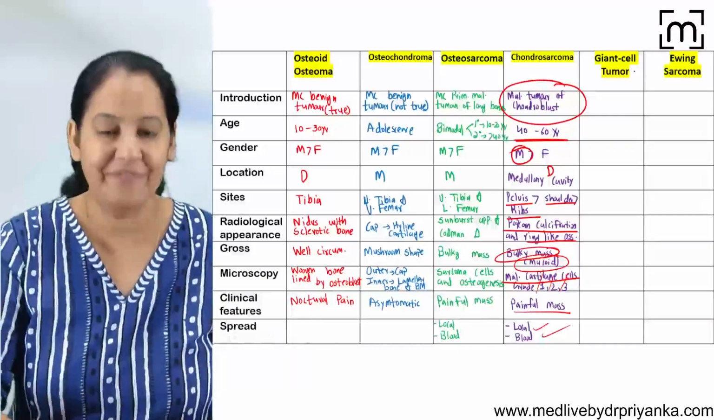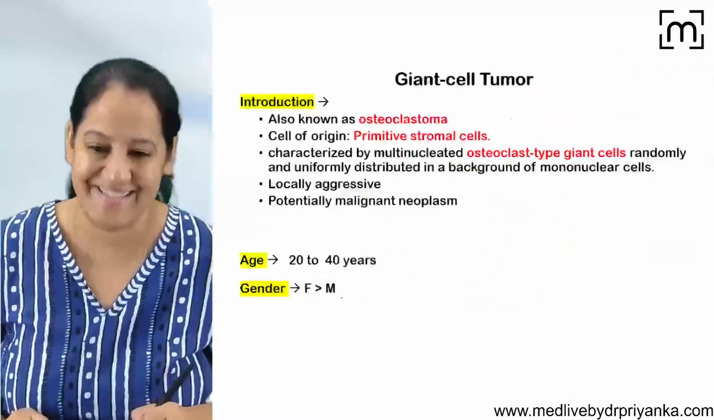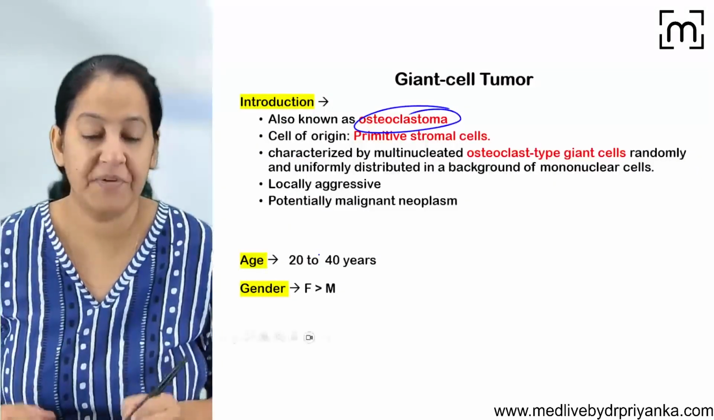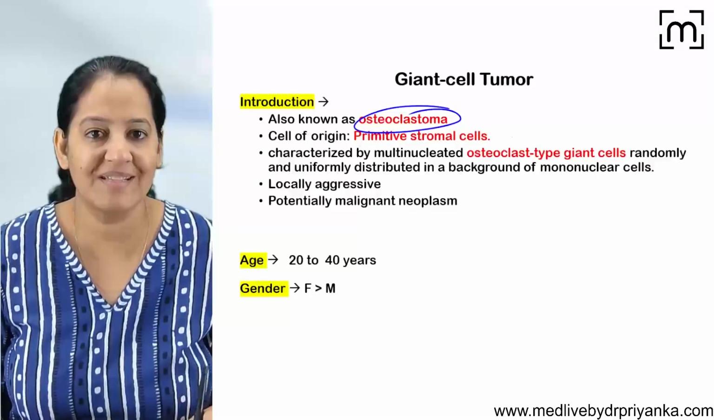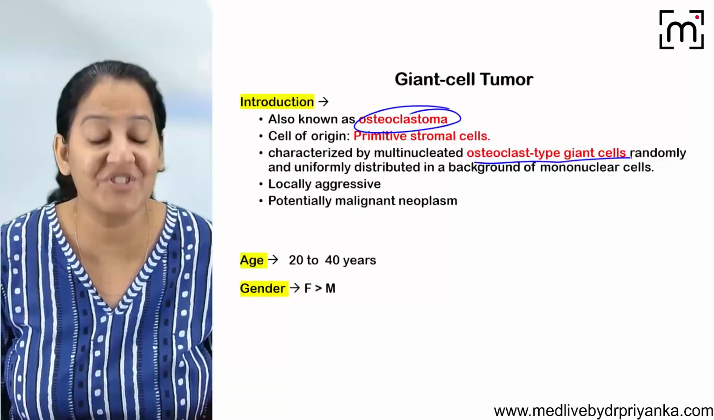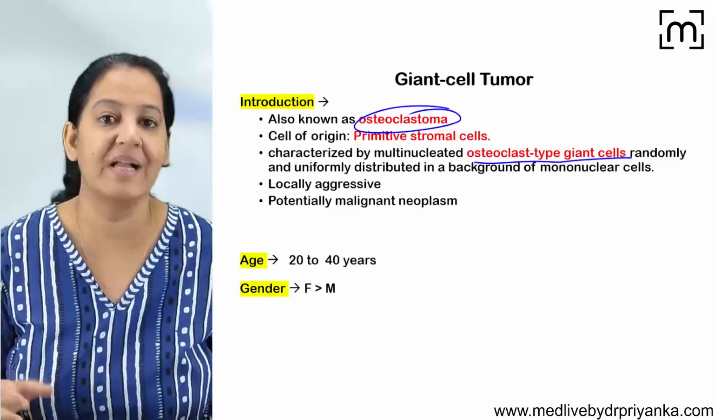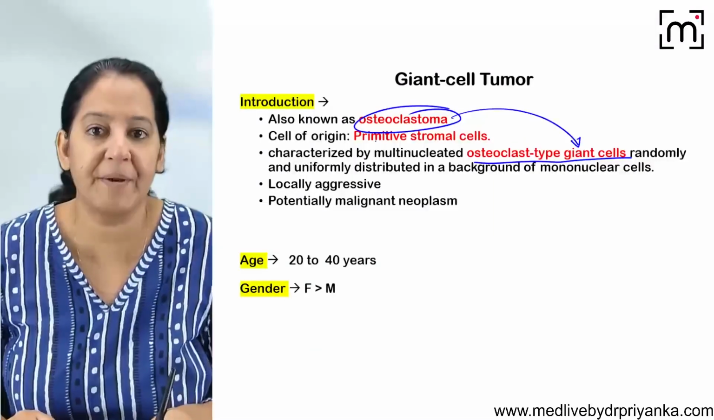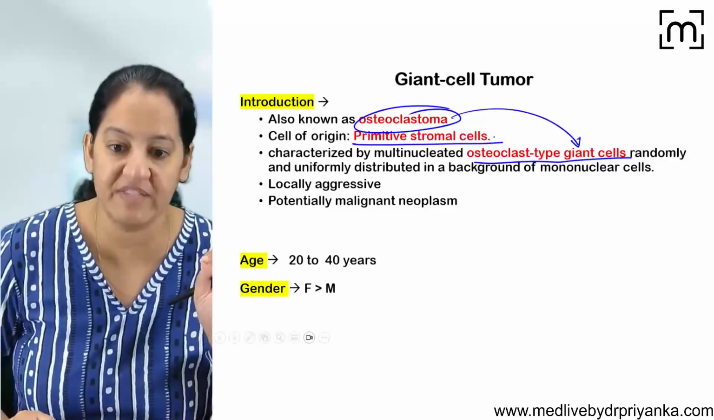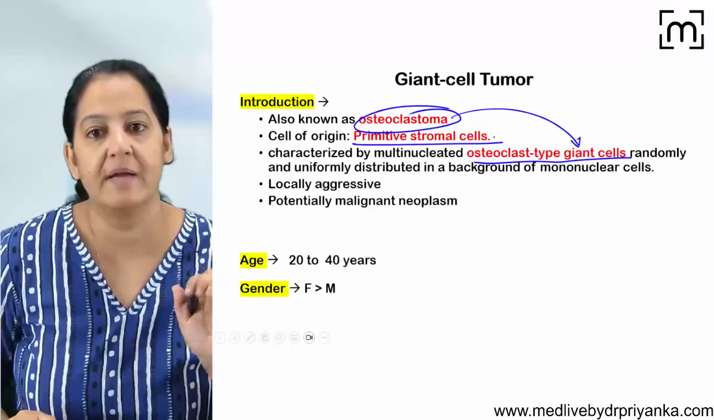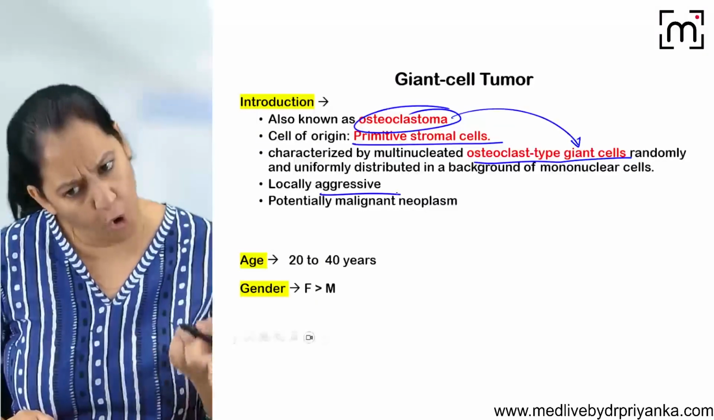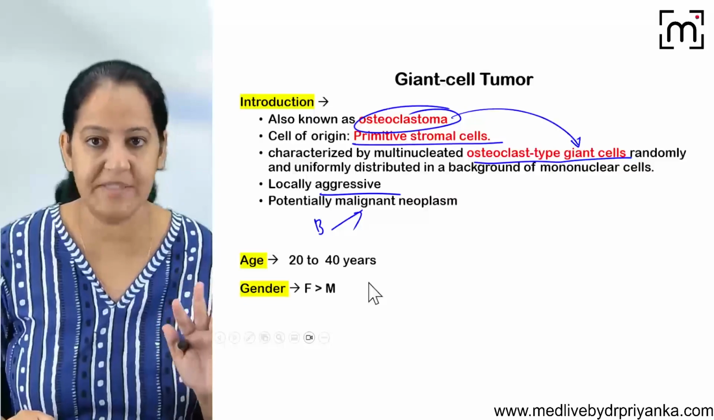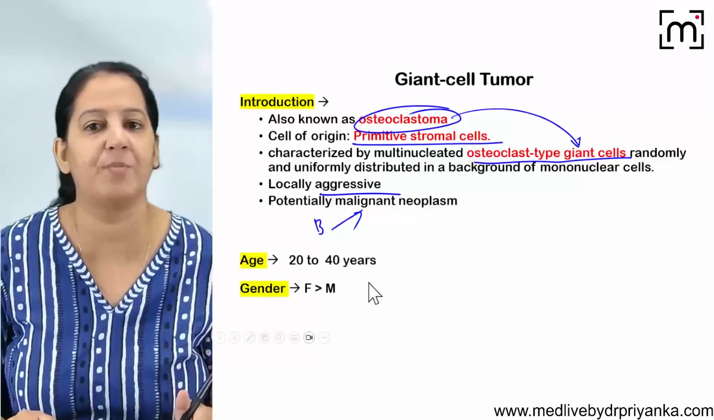Don't worry. Coming on the 5th one, the giant cell tumor. Let's start it. So giant cell tumor, also known as osteoclastoma, because it is having osteoclastic cells. What are osteoclastic cells? The osteoclast type cells are the giant cells. They all have multiple nuclei. That's why it is known as osteoclastoma. It is a tumor which is arising from the primitive stromal cells. It's locally aggressive. Although benign, sometimes it can be atypical and convert into malignancy.